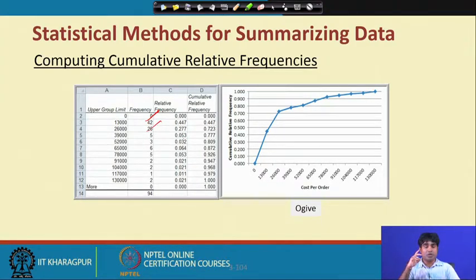Then at every point you find the midpoints and join the midpoints, and you get a particular curve, which is called an ogive. This is a graphical plotting of the distribution, and we like to know how this particular distribution looks.